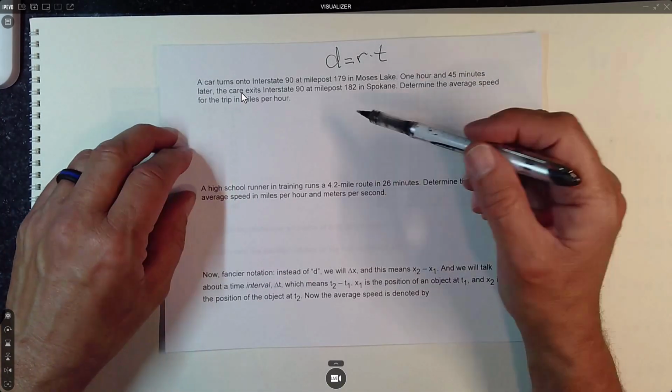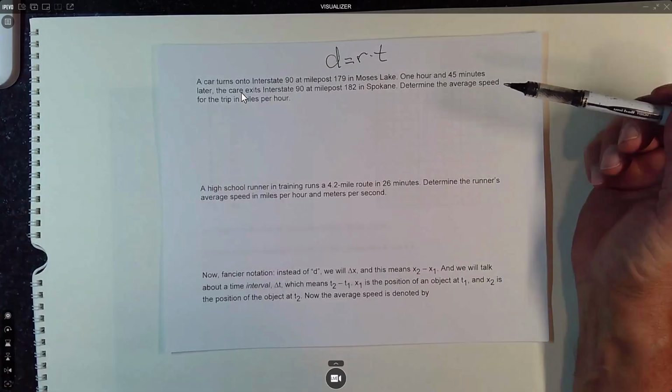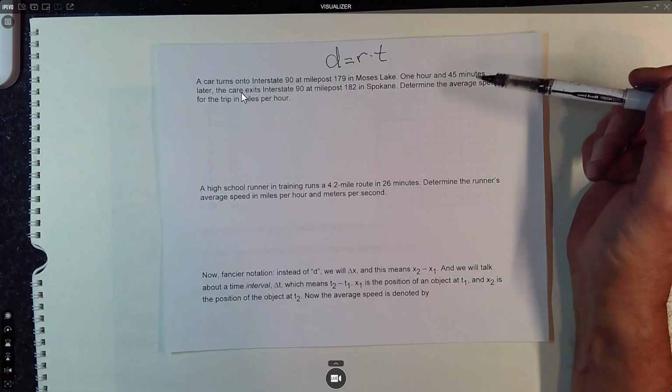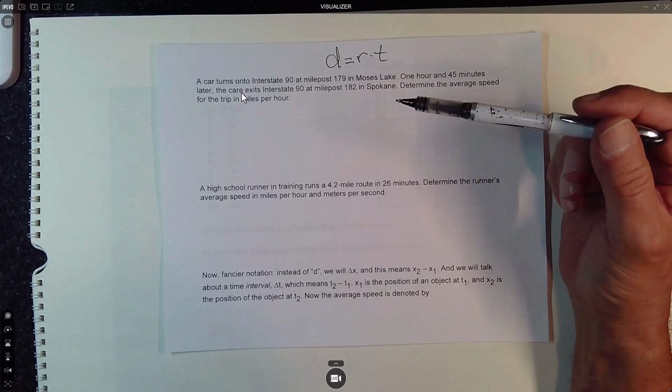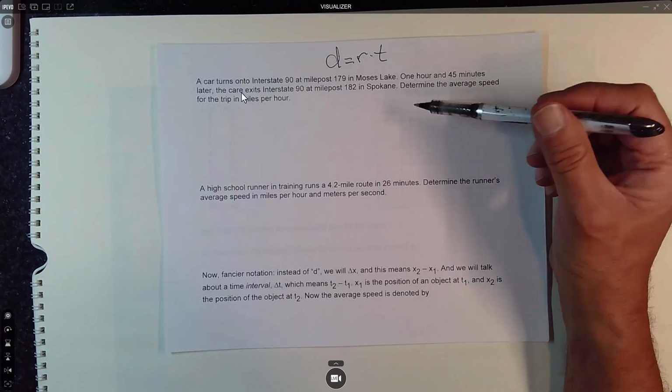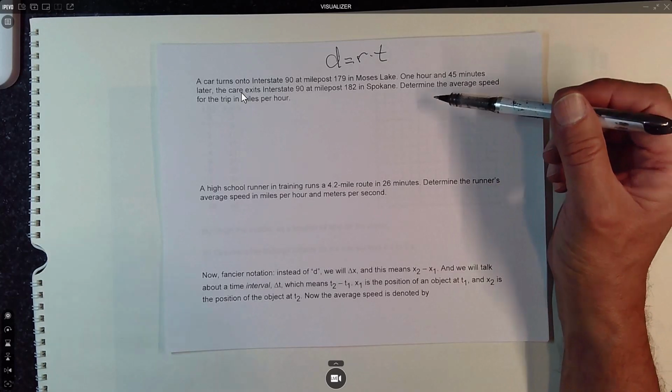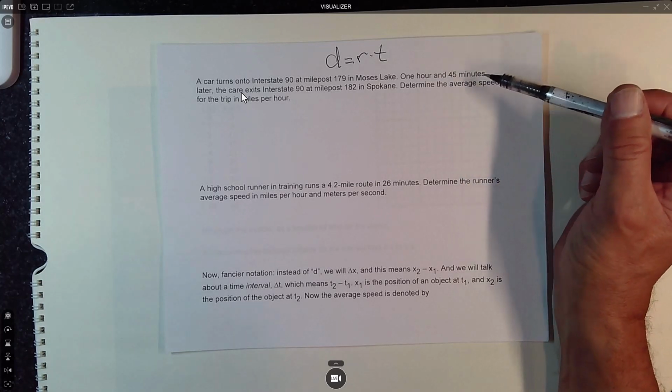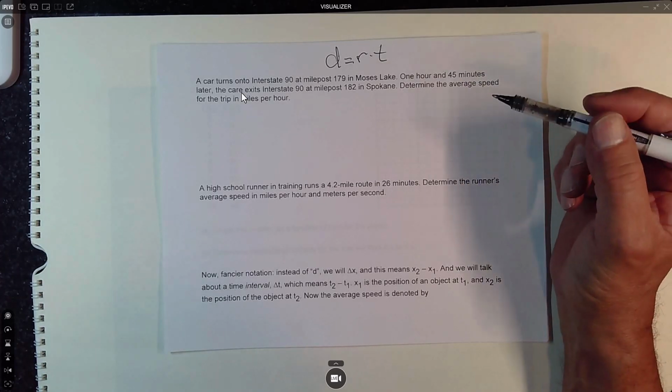A car turns on to Interstate 90 at milepost 179 in Moses Lake. 1 hour and 45 minutes later, the car exits Interstate 90 at milepost 182 in Spokane. Determine the average speed for the trip in miles per hour.